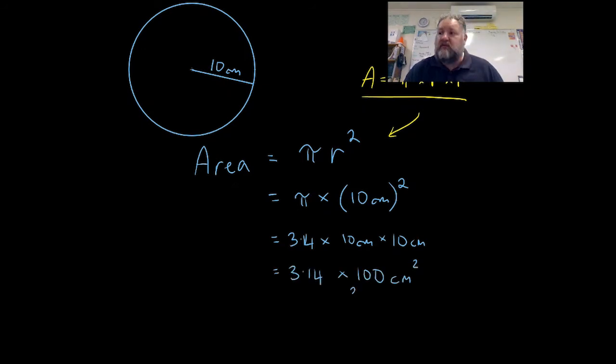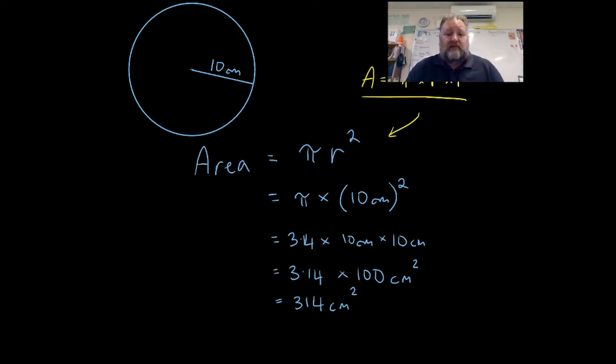I can then multiply that out, and you'll see that 10 times 10 is 100, so 3.14 times 100 centimetres squared will give me my answer of 314 centimetres squared. That is the area of that circle. And a different circle, I could do a different example, but it doesn't matter. It's always the same process depending on what you've been given.